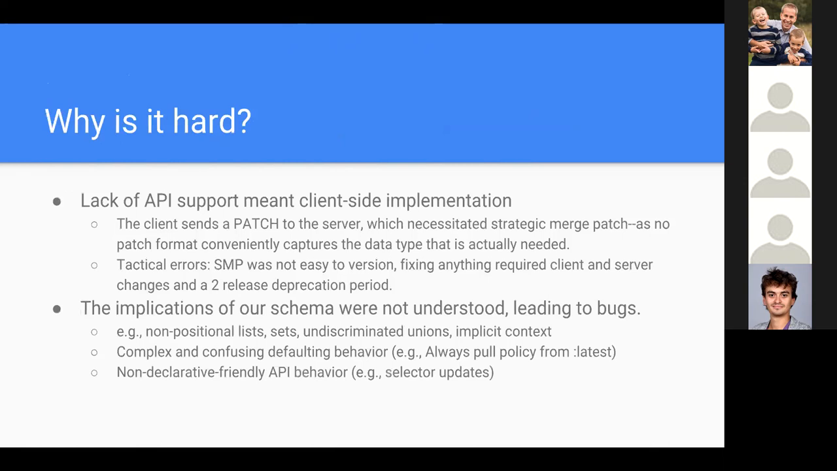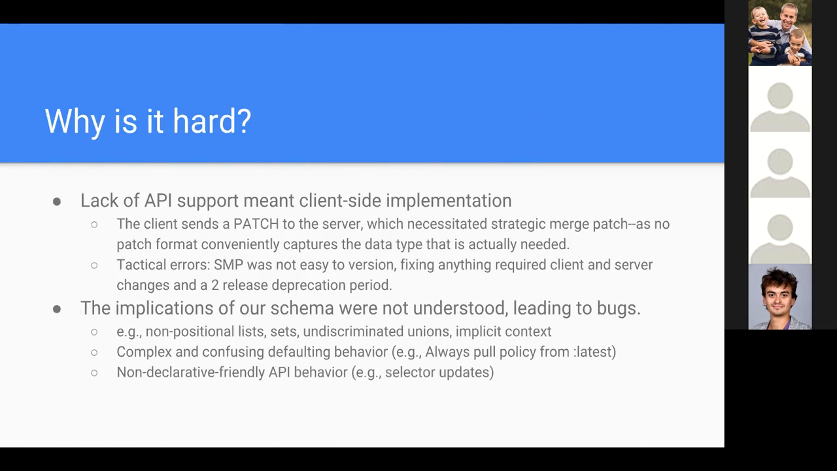So why is this part of the problem hard? Lack of API support, client-side implementation. Strategic merge patch was not easy to version. You had to fix multiple things and wait a long time before you could rely on the fixed things.